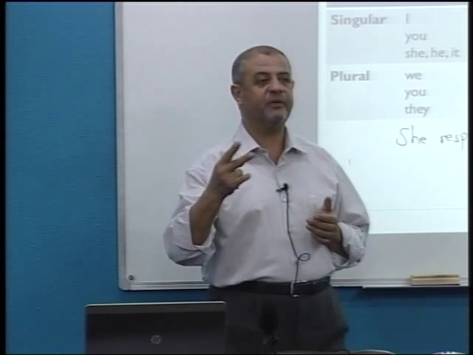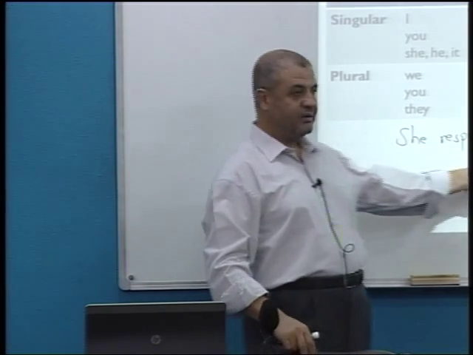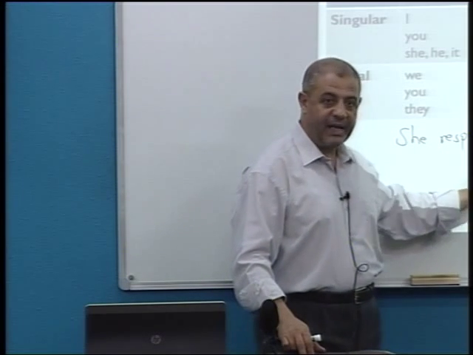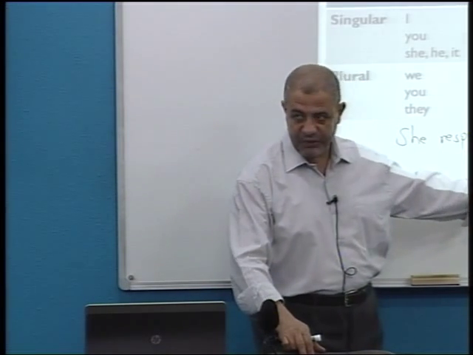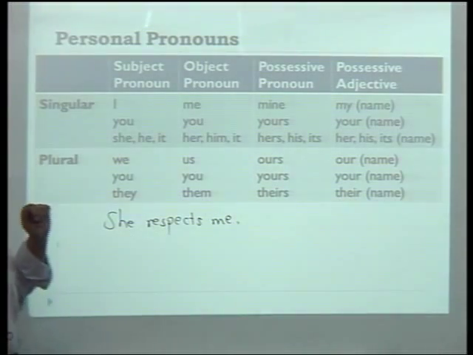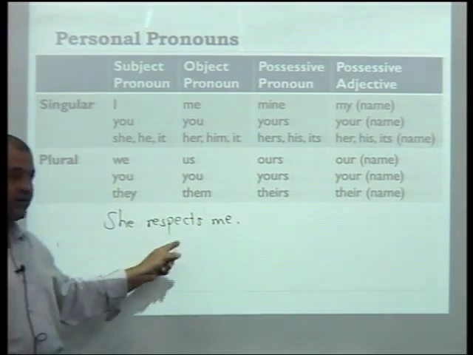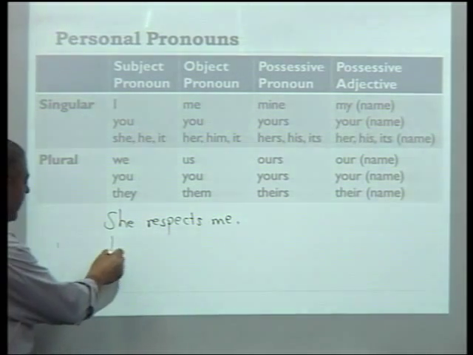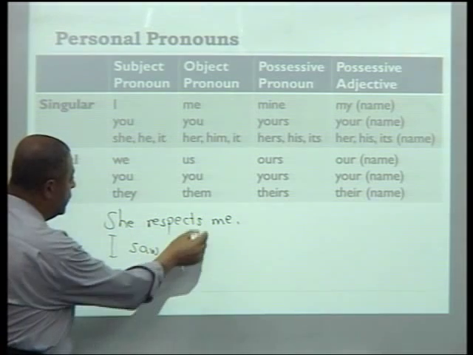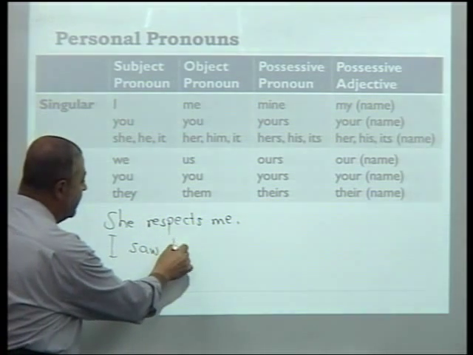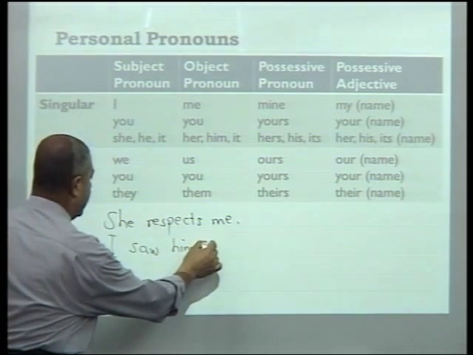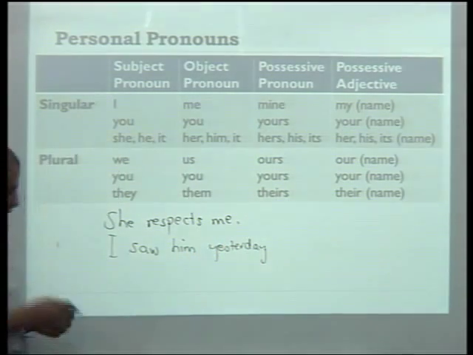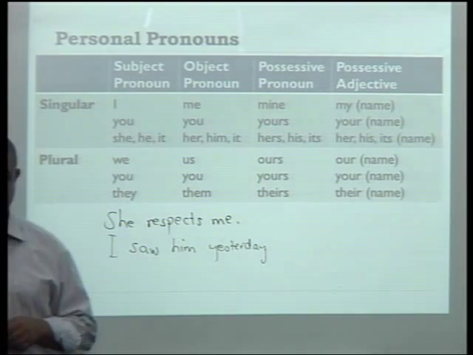So we call it the object of the preposition. We have two types of object. This is an object. But if I say for me, for example, it will be the object of the preposition. Now if you say I saw her yesterday, I saw you, I saw him, where is the object? Okay, thank you.